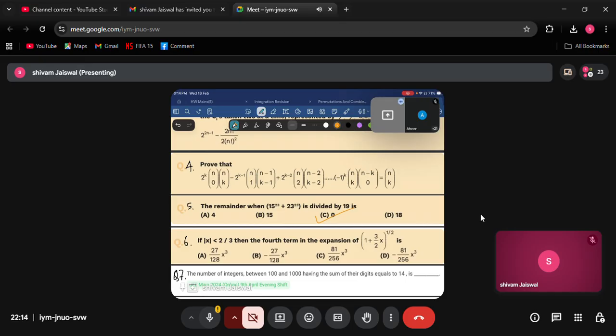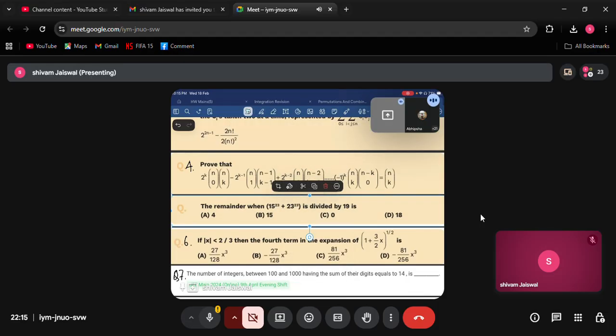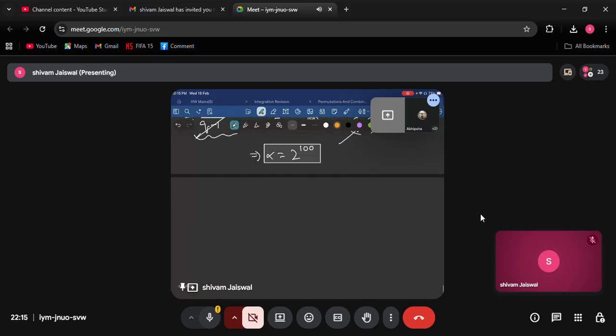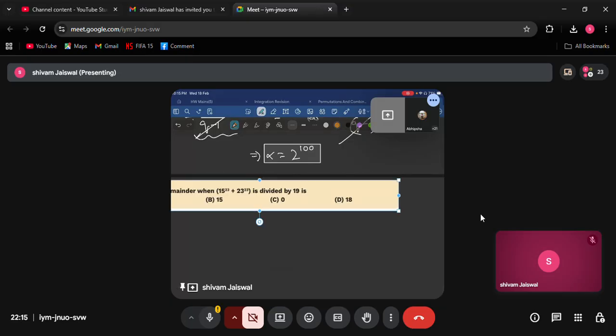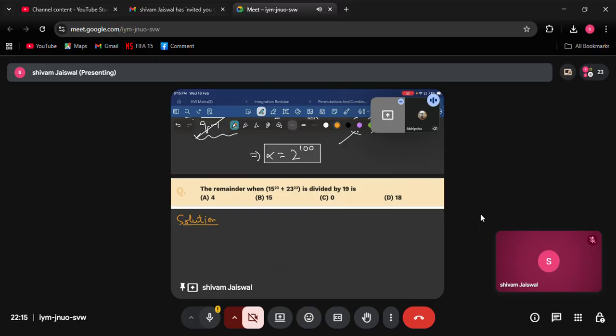Can you solve question number 5? So pay attention. For number 5, I can do it by binomial, without binomial also. I'll tell you 2, 3 methods. Number 5. Method 1.